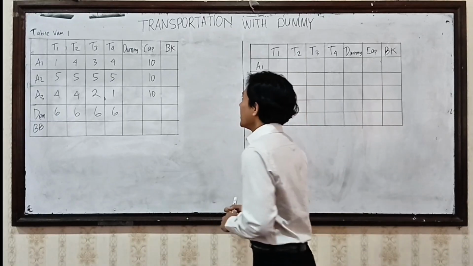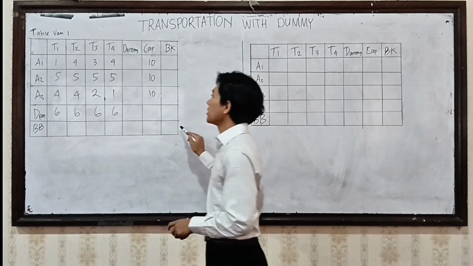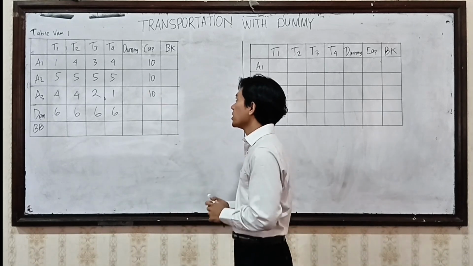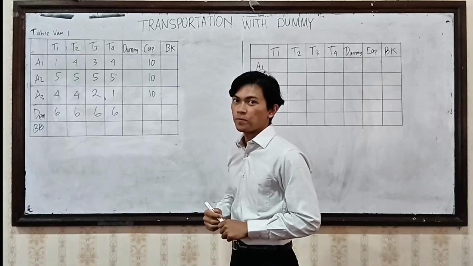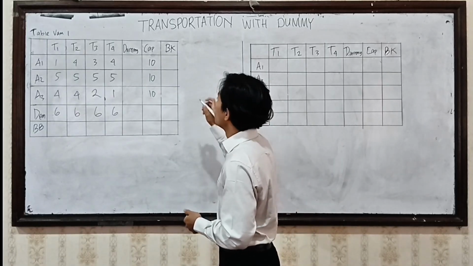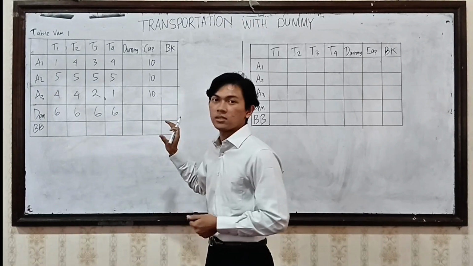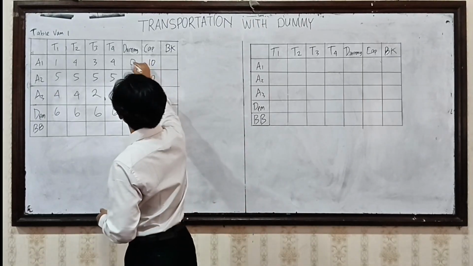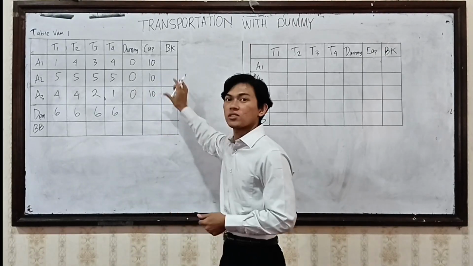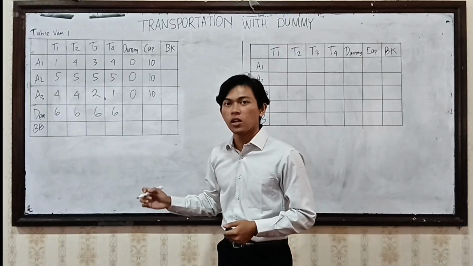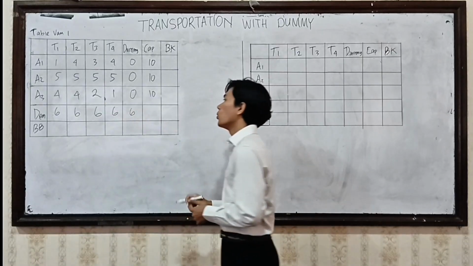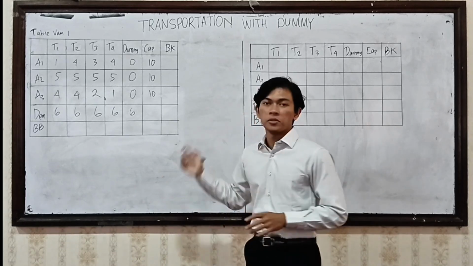Okay, let's try it. First, we have the table here, the same problem that contains A1, A2, A3, and T1, T3 with different demand and capacity. So first, we add the dummy column because we want to make the demand and capacity the same. We can write 0 here, 0 here, 0 here, and because the sum of capacity is 13 and the sum of demand is 24, we need 6 more. We can put 6 right here, and now we have the same demand and capacity.